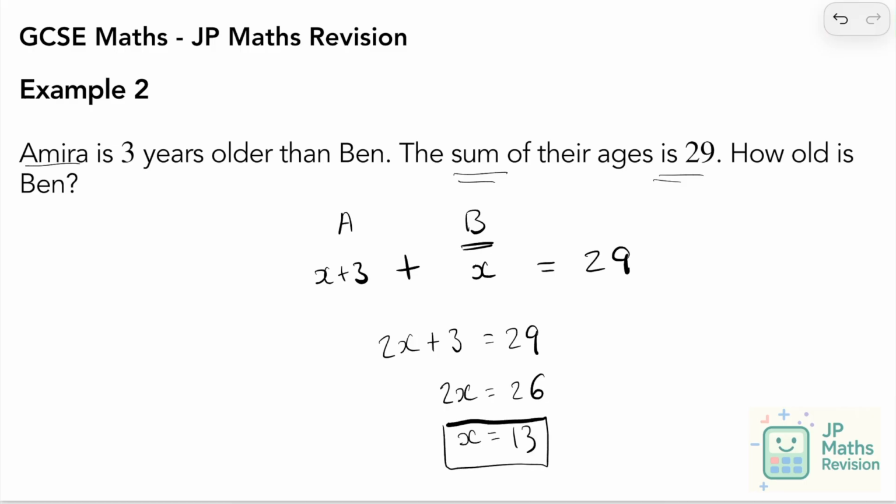So that was Ben. So Ben is 13. And Amira is 3 years older than Ben, so Amira must be 16. The actual question, though, we need to read the question properly. It says, how old is Ben? So the answer we would just give, Ben is 13. Okay?